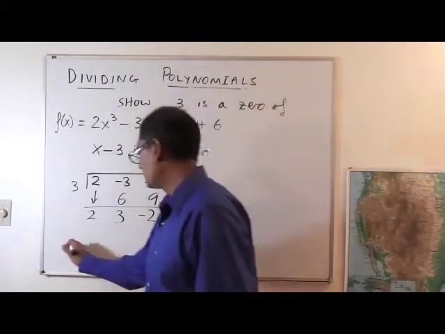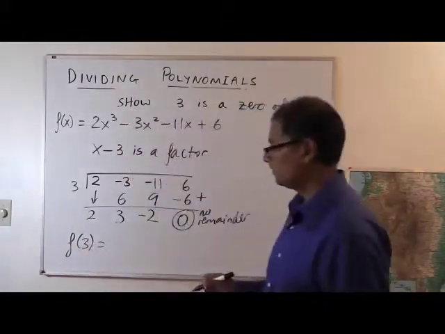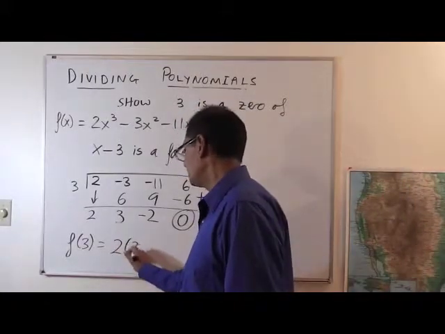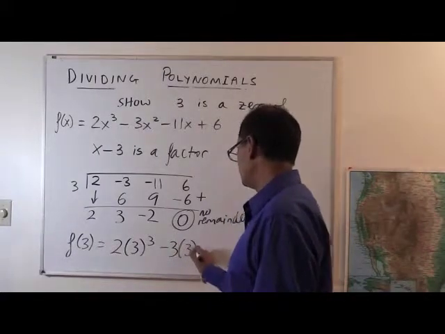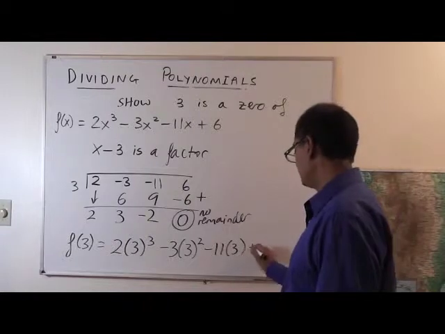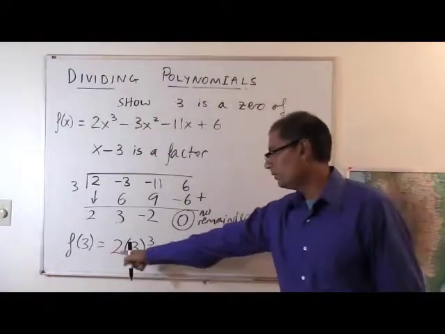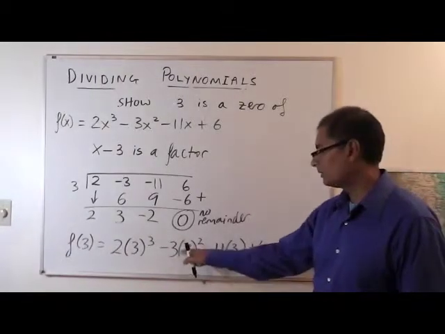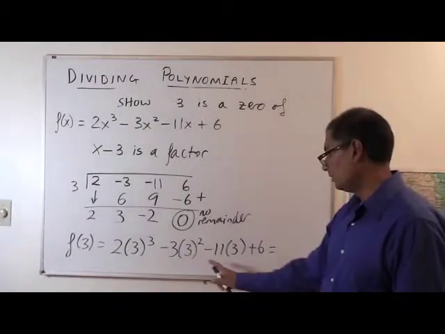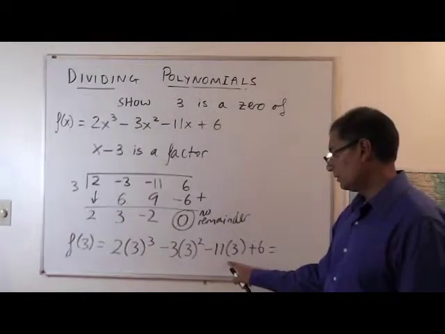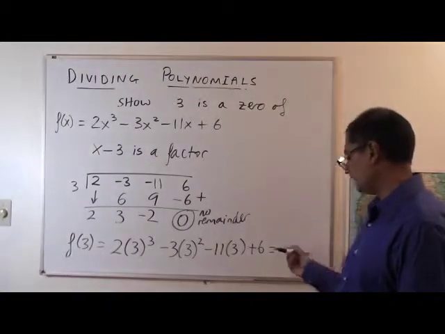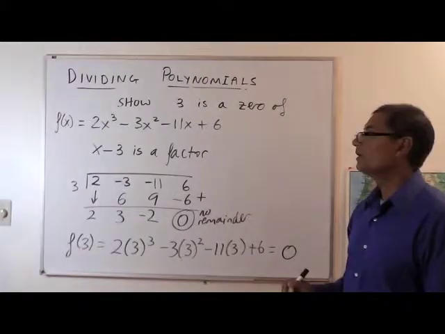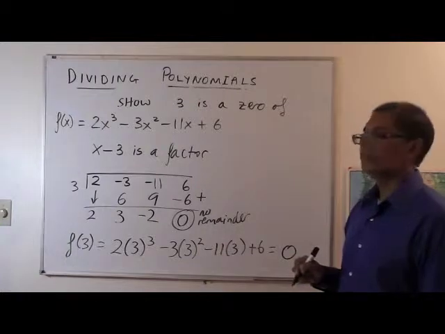Another way to go about this is figuring out what f of 3 is equal to. F of 3 should give you the remainder if there's any, and if the remainder is 0, that means 3 is a 0. So f of 3 is going to be equal to 2 times 3 cubed minus 3 times 3 squared minus 11 times 3 plus 6. Let's calculate this out. 3 cubed is 27 times 2 is 54. 3 squared is 9 times 3 is 27, so 54 minus 27 is 27. 11 times 3 is 33, so 27 minus 33 is minus 6, plus 6 is 0. So because f of 3 is 0, or when you do your division by the factor you get no remainder, that means 3 is a 0, or x minus 3 is a factor of this polynomial.